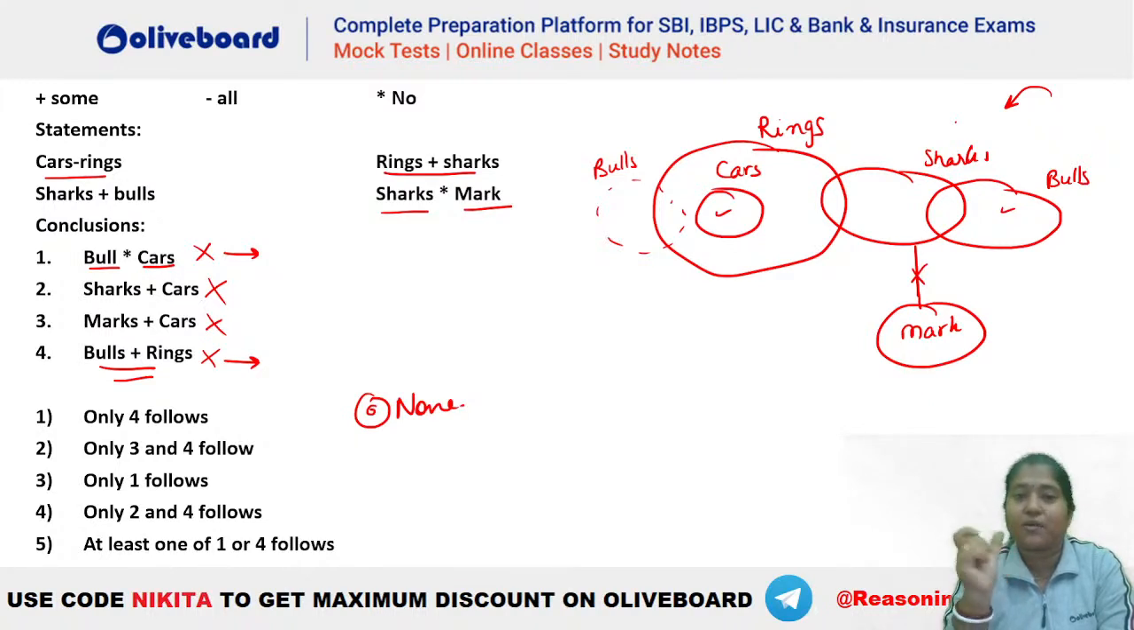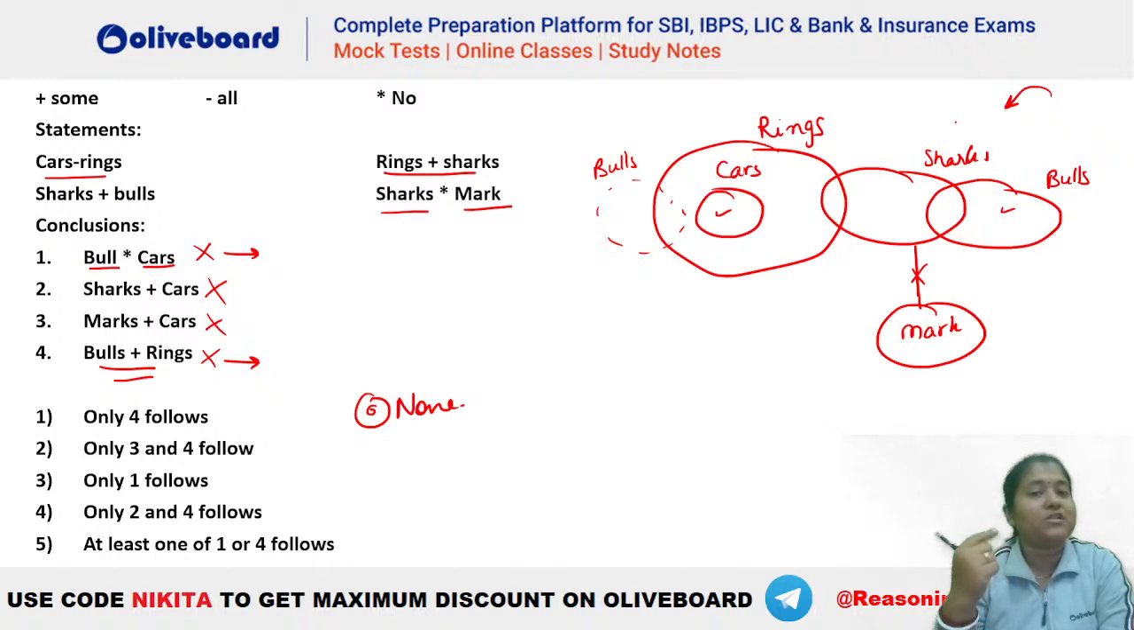Look, first is talking about bulls and cars. But cars is inside rings, isn't it? Cars is inside rings. For a moment, let's say we take only cars. You can see there are two possibilities. Either bulls is not interacting with car. When bull is not interacting with car, there is a possibility that bull and ring can interact, but there is also a possibility that bull and ring are not interacting. So there will be a possibility between the two.